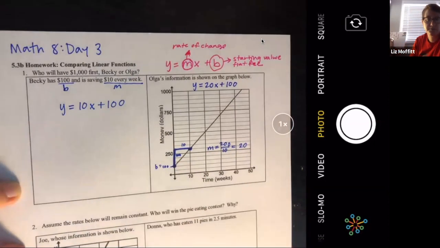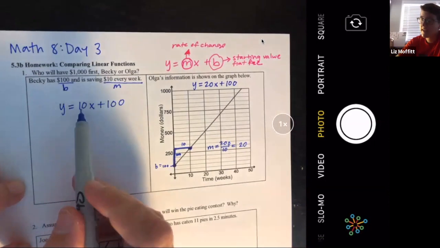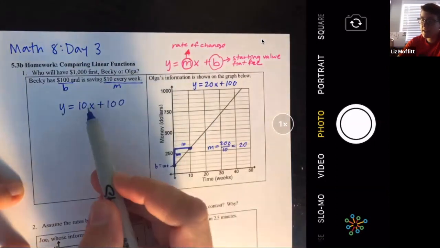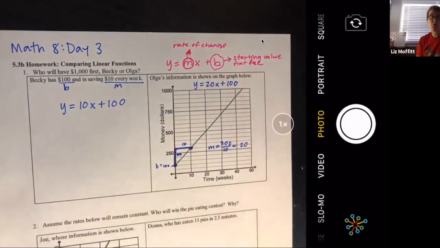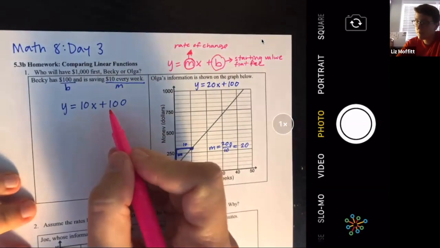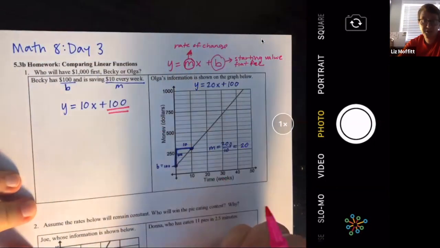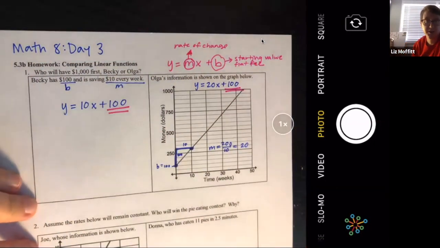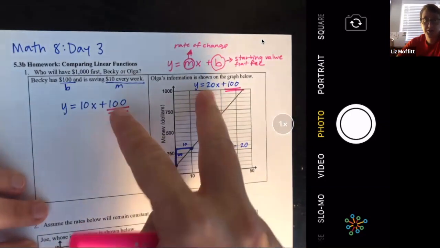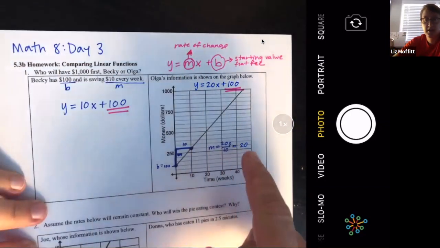into an equation. Now that we have the same format for Becky and Olga, it's a lot easier to compare. And when I compare now, I notice a few things. I notice that Becky starts with $100 and Olga starts with $100. They start with the same amount of money. It's a lot easier to notice that when I have both equations than it was with just the description and the graph.